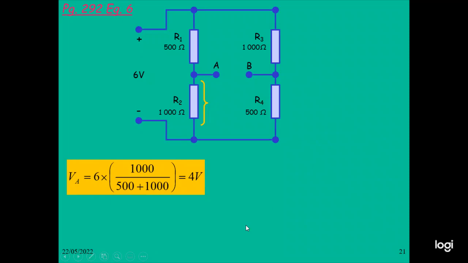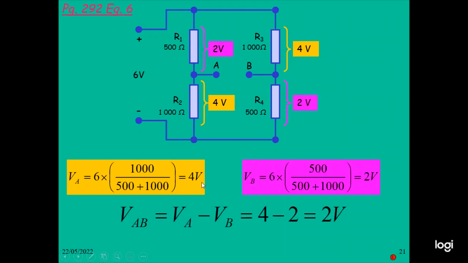Okay, we also need to calculate the voltage VA. In this case, the supply voltage is 6 volt, and the voltage across this one is the resistance 1000 multiplied by the resistance combination, you get 4 volt. And VB also needs to be calculated. The supply voltage is 6 volt multiplied by 500 divided by 500 plus 1000, you get 2 volt. And VAB also needs to be calculated. Again, that will be VA minus VB. So 4 minus 2, you get 2 volt.